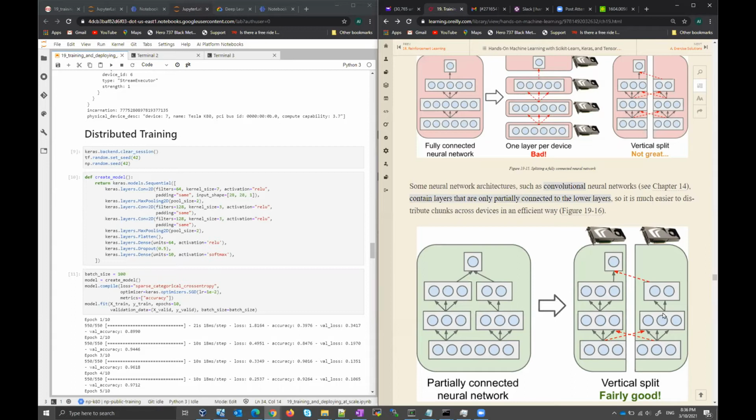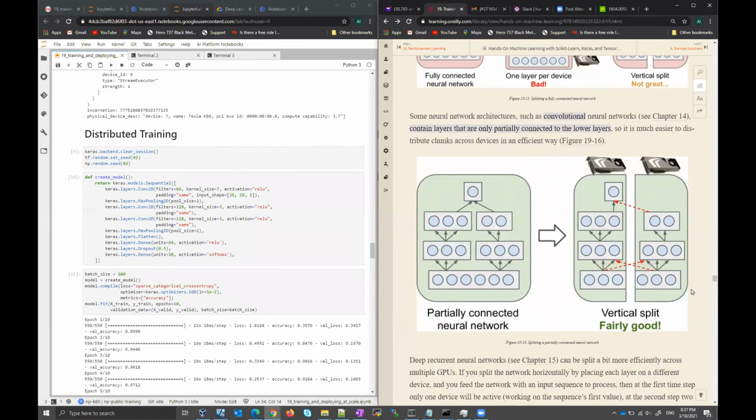But after that, the third layer only needs the second layer on that side of the partition. So in this way, there is no cross information crossing the network. So this has better performance. And they say that this is fairly good. They say so. Okay.